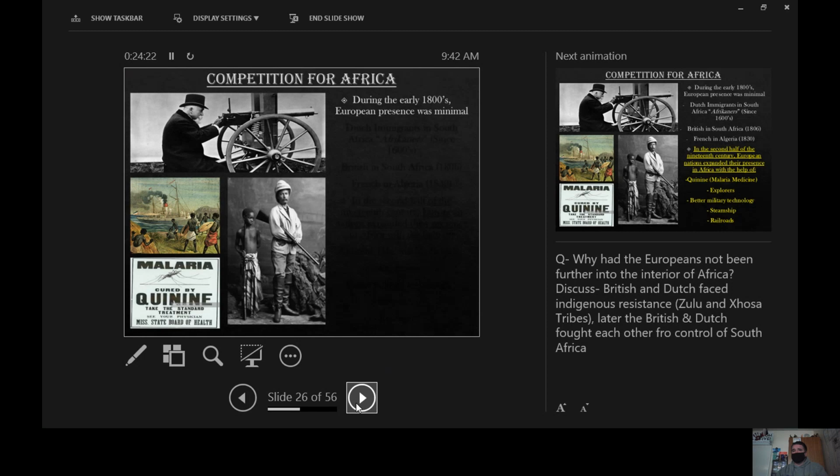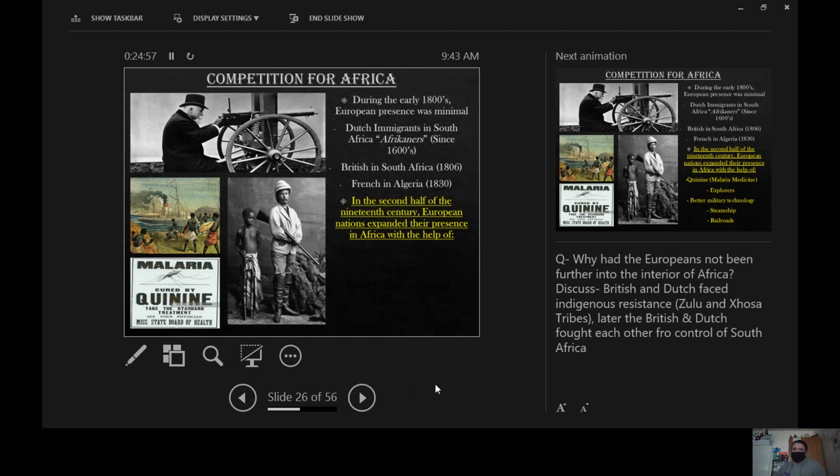During the early 1800s, European presence in Africa was minimal. Dutch immigrants had established the first European colony in South Africa. They're known as the Afrikaners. Eventually, the British show up there when they find gold and diamonds and kick most of the Dutch out, even though some Dutch remained. The French were in Algeria pretty early, 1830. That's on the northern coast of Africa, and it wasn't super significant, but they did have some settlers living there.